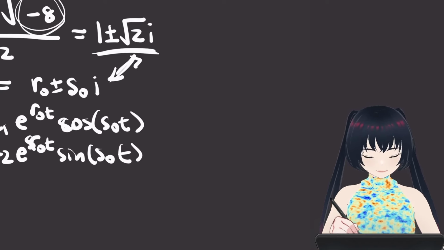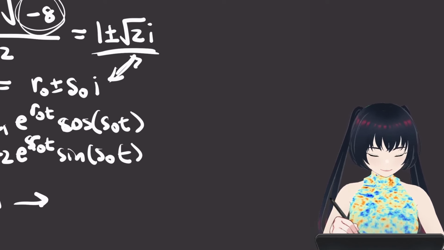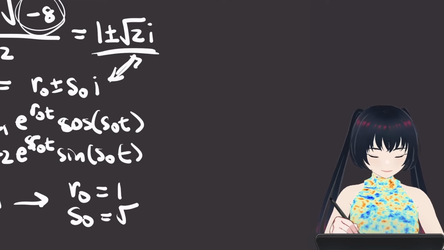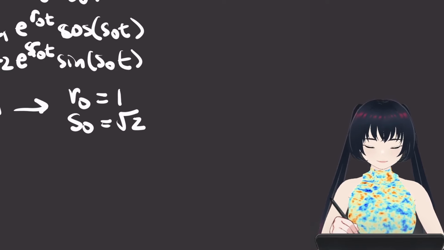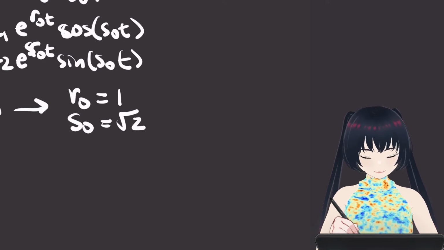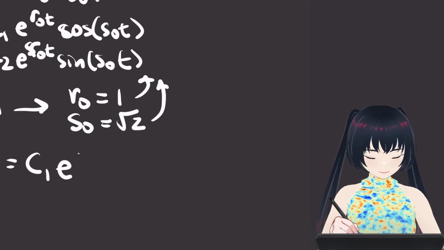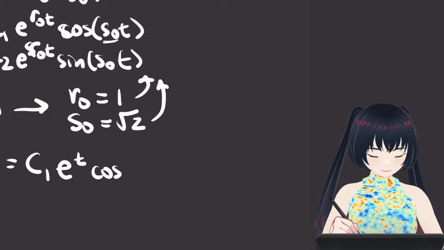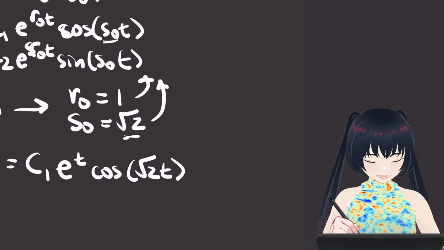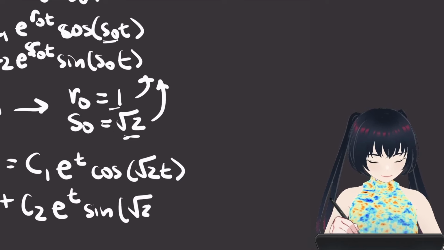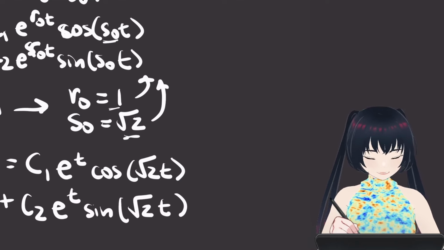So when we put these two side by side, we can actually see that r naught is equal to 1 and s naught is equal to square root of 2. And so when we're able to assemble the solution together, we simply plug it into this template we have right here. So we get y of t is equal to c1 e to the t cosine square root of 2t, plus c2 e to the t sine square root of 2t. And that is the solution to our ordinary differential equation.